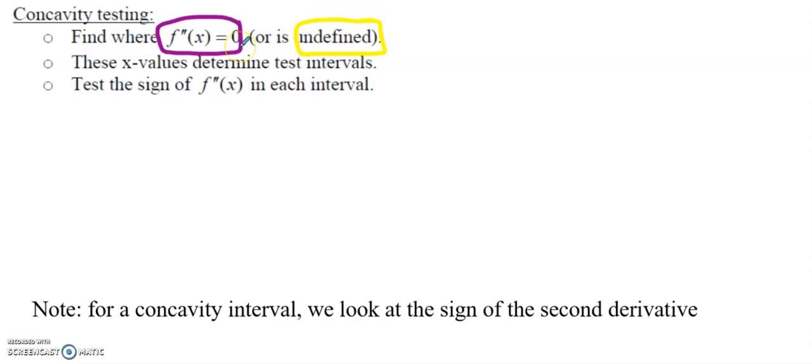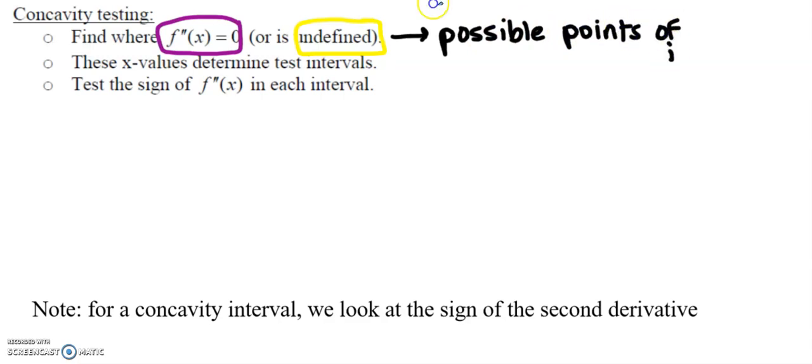Previously, we called these critical numbers, where f prime was 0 and f prime was undefined. Here, these are going to determine what we call possible points of inflection. A possible point of inflection is going to, again, determine intervals. And then again, we're going to do a number line test, except this time we're going to do a second derivative, checking to see if the second derivative was positive or negative, because that then tells us what the first derivative was doing, which then tells us what the original was in terms of concavity.